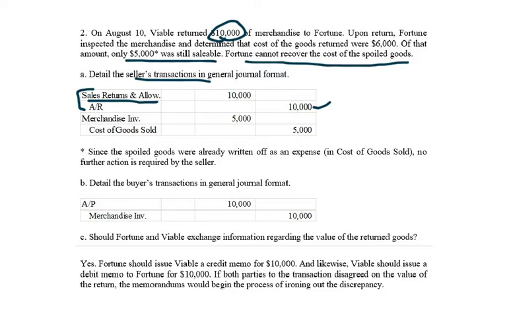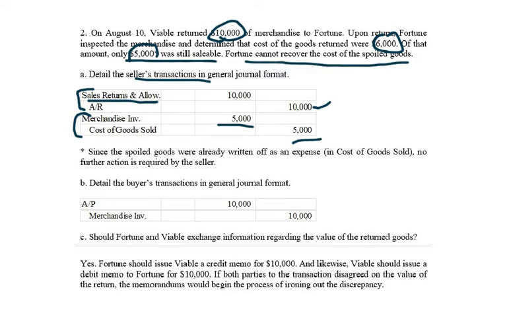Now, the big question is, what's the amount that we should restore inventory? Remember, the amount returned was 6, but only 5 was viable. So the rule is always going to be what? Whatever you could reasonably still sell goes back in inventory. So it's only going to be the 5,000. So debit merchandise inventory, same thing. Credit the cost of goods sold for the 5,000.